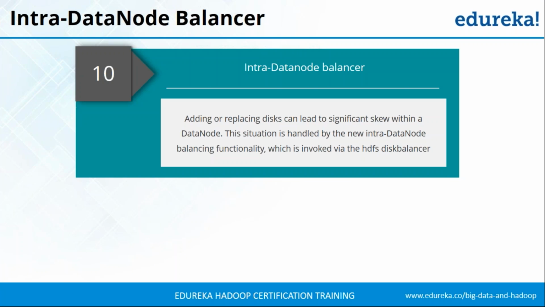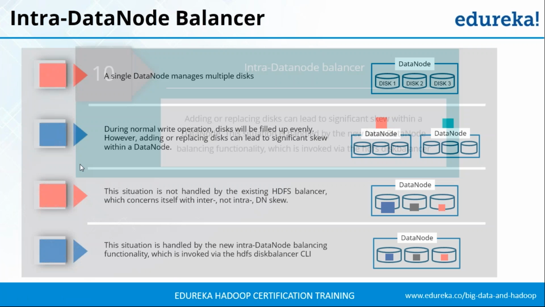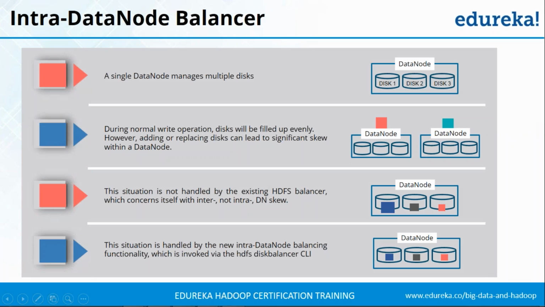Fine, guys. So let's move forward and see one more change. It is about having Intra-DataNode Balancer, which was not there earlier. Let me show it to you with a diagram. So this was a condition in Hadoop 2. A single data node manages multiple disks. As we have seen earlier as well, there are multiple disks in the data nodes, and these disks contain small data blocks. During normal write operation, disks will be filled up evenly. So whenever you're writing some data in the data nodes, it will be filled up evenly in the different disks that are present in one data node. However, adding or replacing a disk can lead to significant skew within a data node.